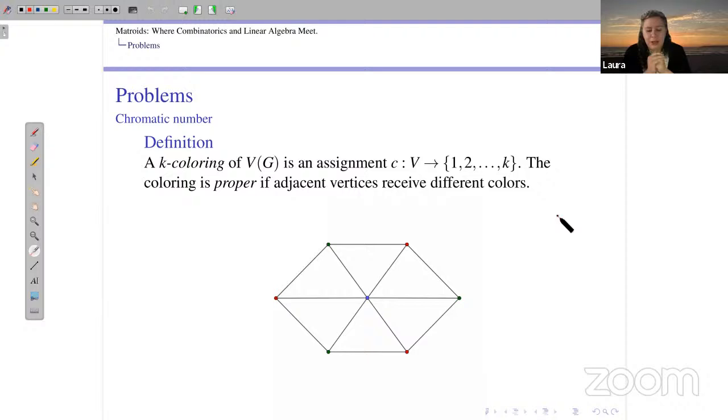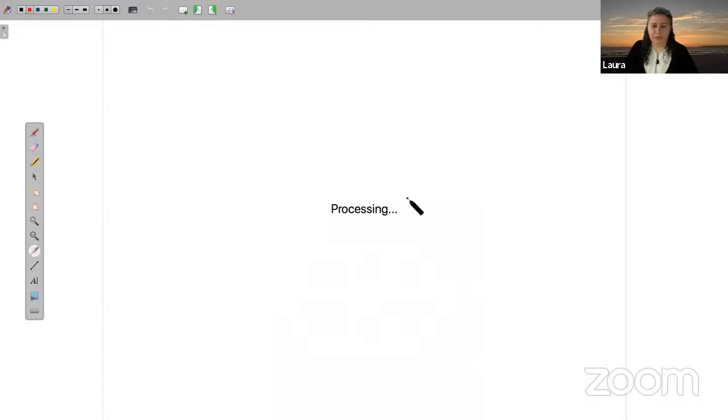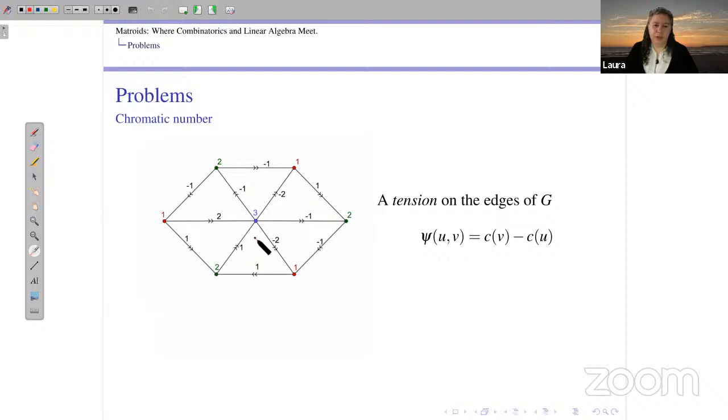Here I run into problem number one, which is that when I define a matroid out of a graph, I work with the edges and completely lose sight of the vertices. So how can I color if I don't even have vertices? Here's how you do it. You work with tensions. This is another way of understanding coloring. I've given numbers to my colors, so I have 1, 2, 3, and I've taken an orientation of my graph. Any orientation will do. It's just a technical device, and I can change the orientation and it will not change anything.